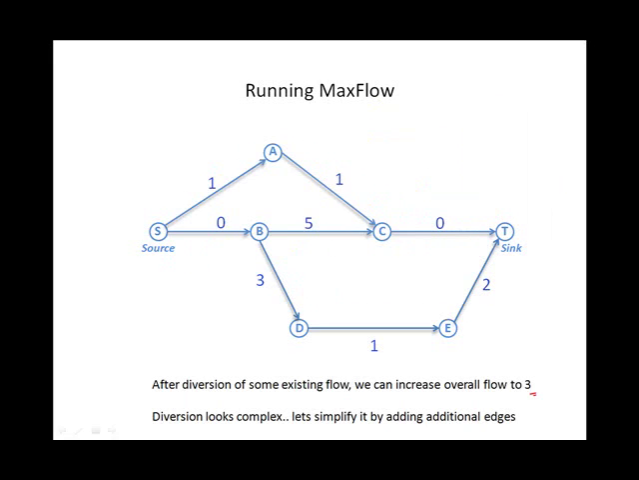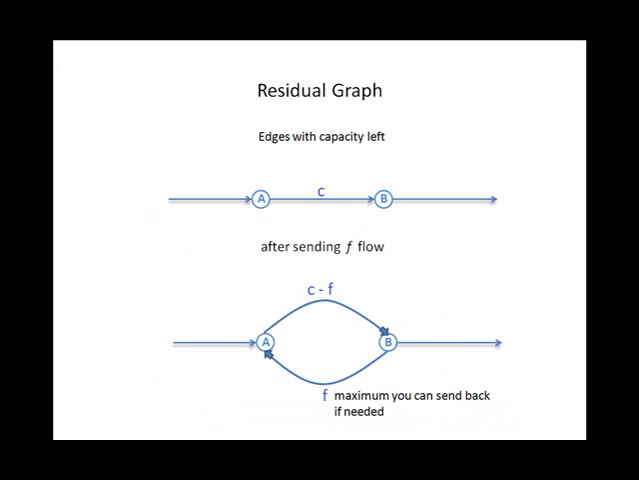Okay. So after diversion, this is how the network looks, and the maximum flow is 3, and that is the required answer. So what is this diversion actually? This diversion doesn't look simple in graph theory terms. So how can we simplify handling this diversion? So let's look at that.